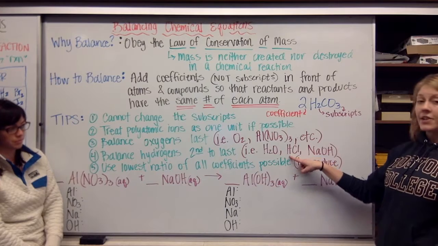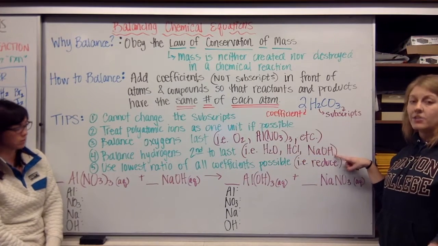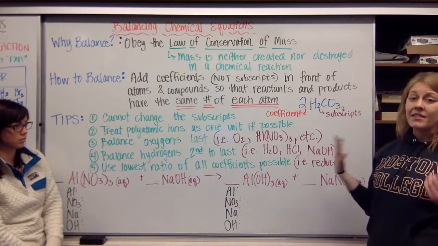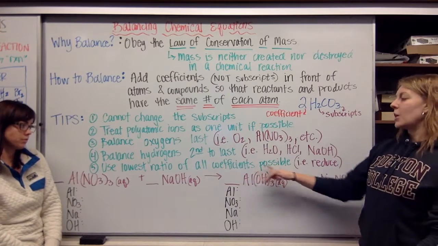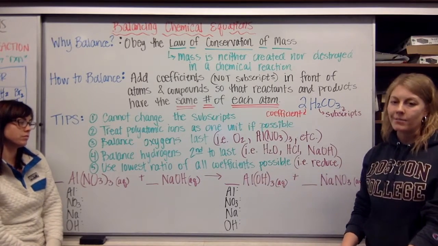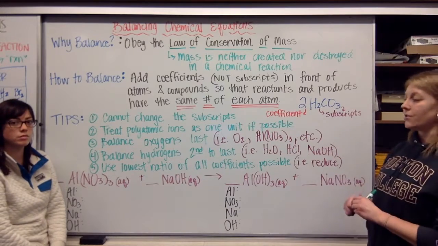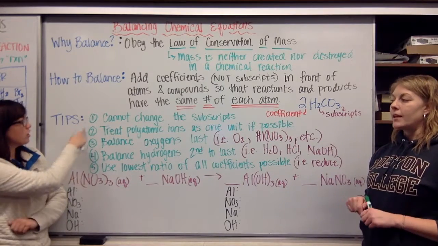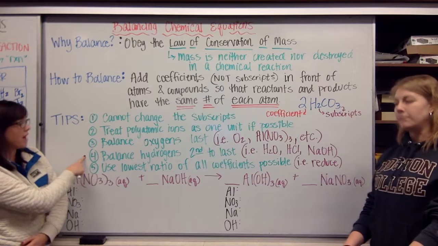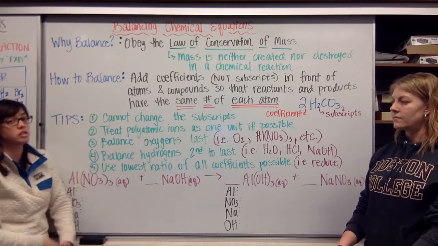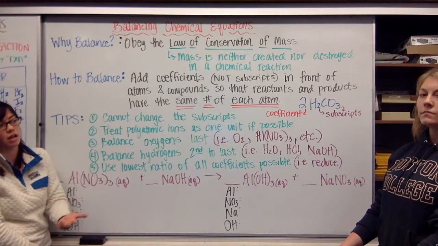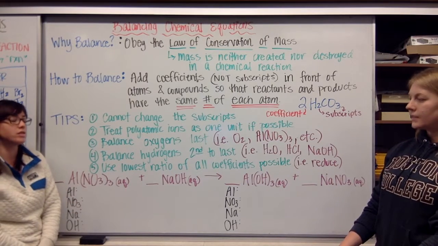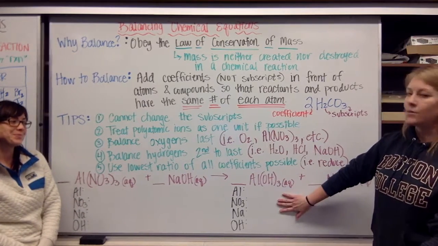Hydrogens there, the H in HCl, the H in NaOH. So these are just tips. It doesn't always work out perfectly, but these are tips to make it easier. And then use the lowest ratio of all coefficients possible. So if you can, you're going to reduce. If you usually follow these steps, though, and balance oxygen last and hydrogen second to last, you shouldn't have to reduce. It makes it faster, and you don't have to reduce usually. So that's always nice.